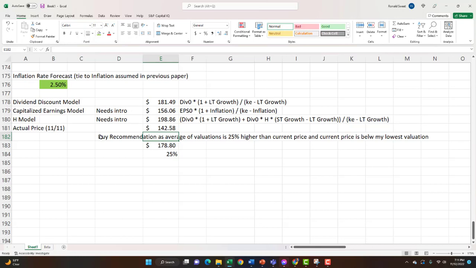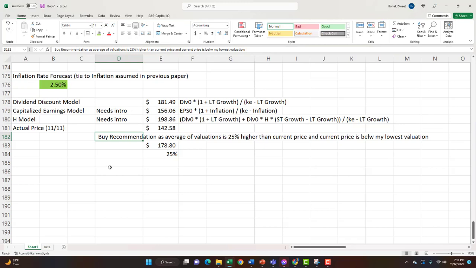So your options are buy if the current price is much lower than your valuations. It could be sell if your current price is much higher than your valuations. It could be a hold if they're close. Look at the upside and downside. You know, what's the range here? So your stock might be trading for 175, so it's somewhat in the range. Those are questions you have to consider. That's your critical thinking to end the paper.